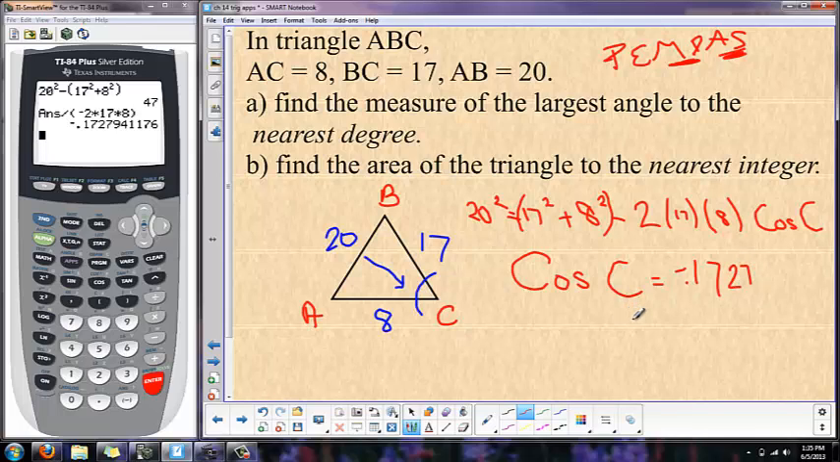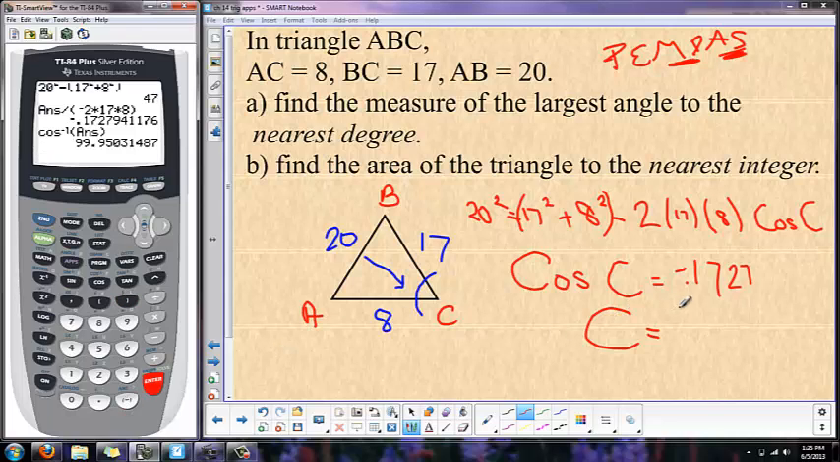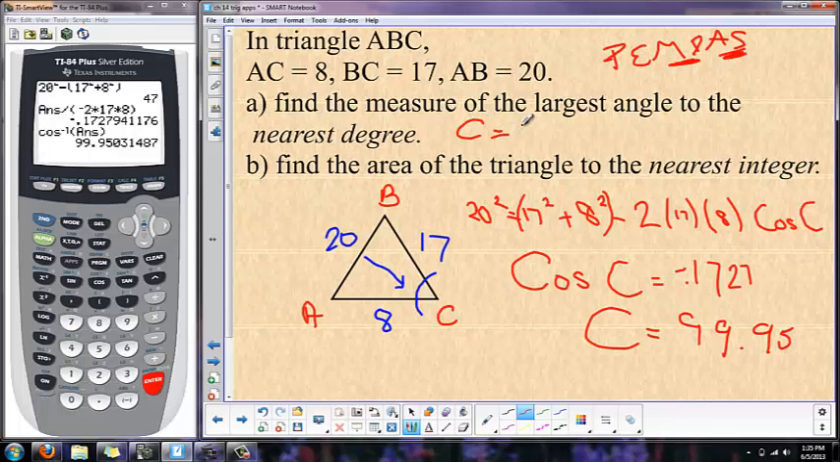I don't care what cosine of C is, I just want to know what C is equal to. So second cosine, second answer. The angle C is 99.95, and it wants it to the nearest degree, so C is equal to 100 degrees.